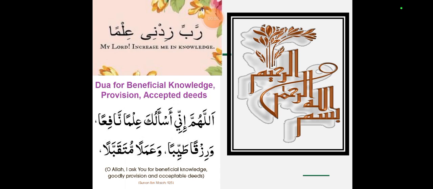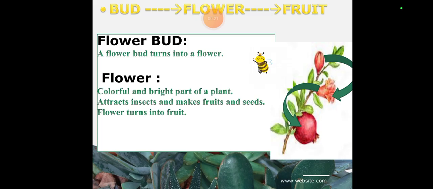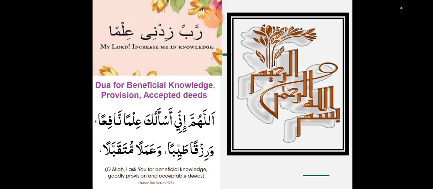So today again I have a beautiful lecture for you, and once again I'm with you with science. As you know, previously we learned about plants, their parts: root, stem and leaf. Today we will go through flower and fruit. So we will learn about that today.